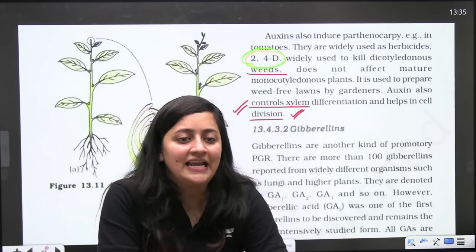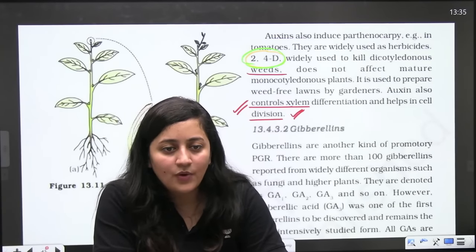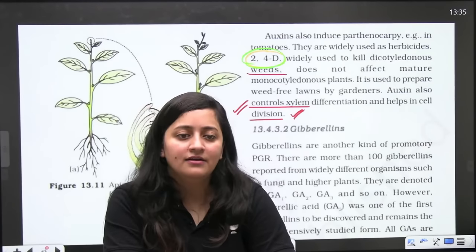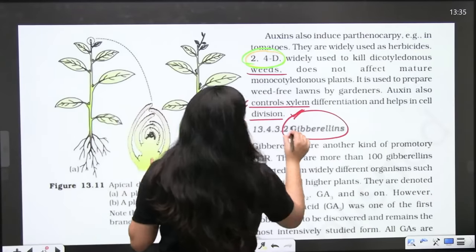Synthetic auxins are your NAA, your 2,4-D. Okay? Let's finish it now. Then you will have a break and then Shreya's session will be there. Okay? So, next is the gibberellin.